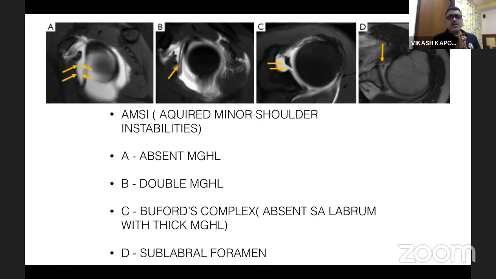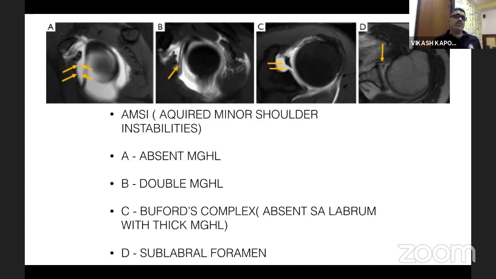Now, there are other things which are incidentally found in MRI, which have led us to understand instability patterns which are perplexing and not associated with several previously understood instabilities, like absent MGHL, double MGHL, which is a cord-like structure. Buford's complex is a very, very important thing to understand.